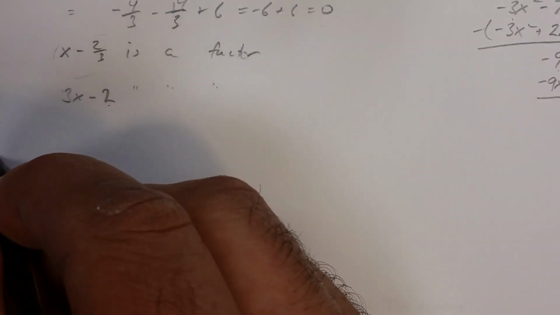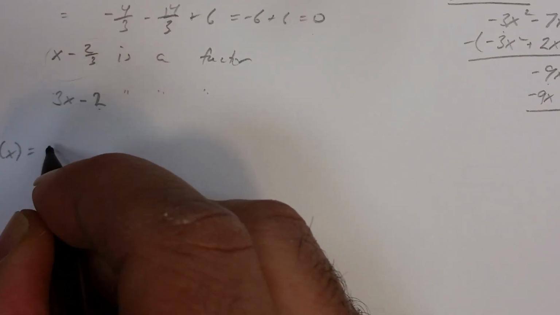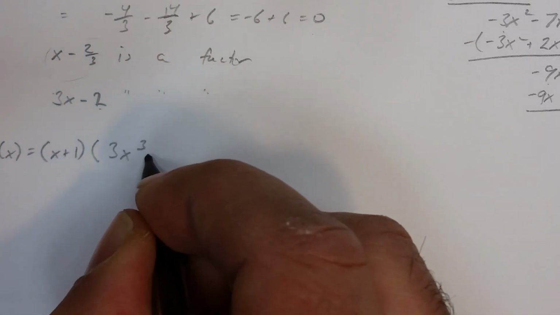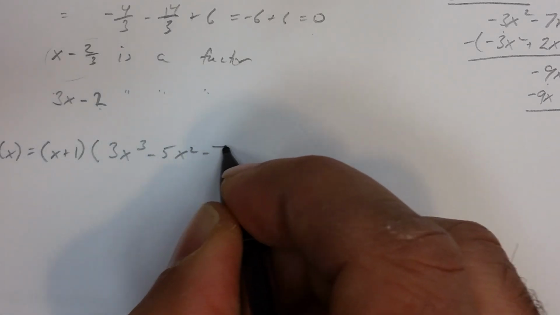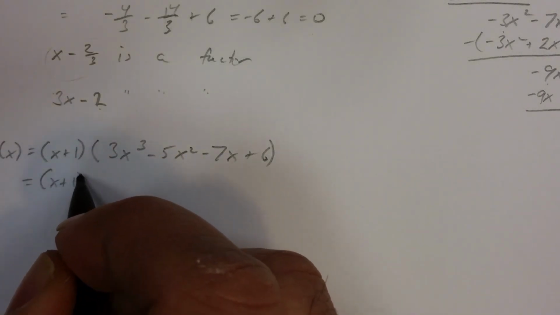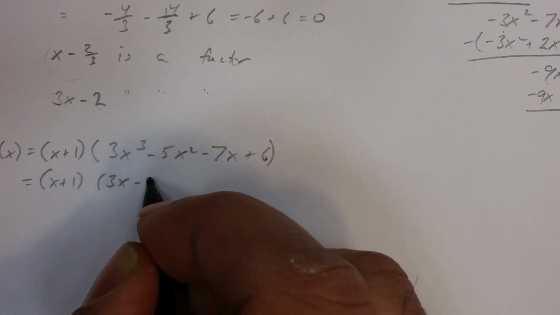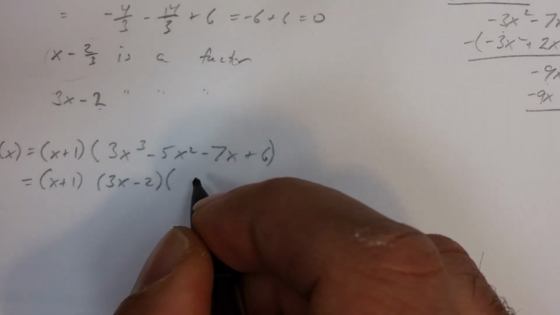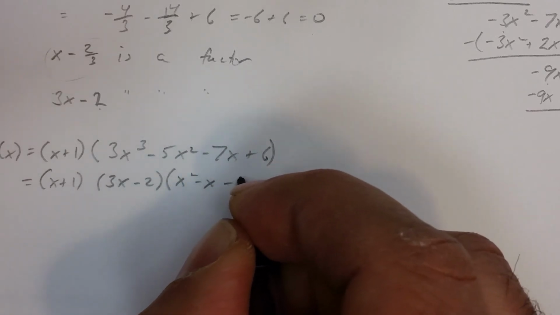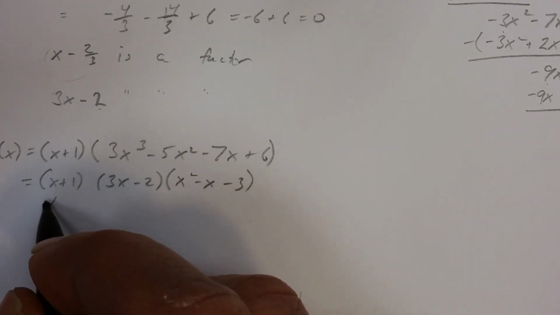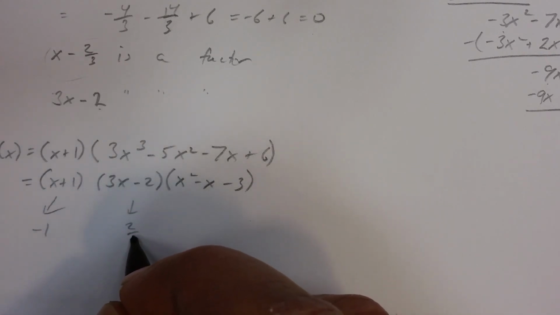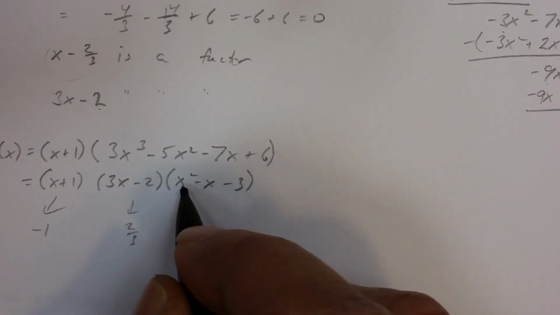So we said that p of x was equal to x plus 1 times what we called q of x, which was 3x cubed minus 5x squared minus 7x plus 6. And we just factored this as 3x minus 2 times x squared minus x minus 3. We already have two zeros. We already have negative 1 as a zero. And we already have 2/3 as a zero. Now we just have to find the zeros of this thing.